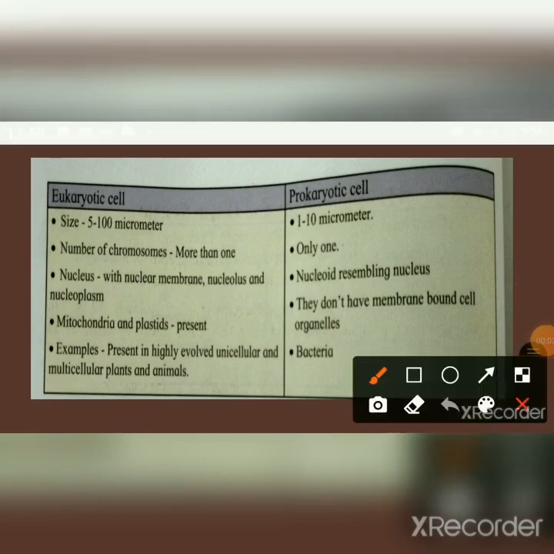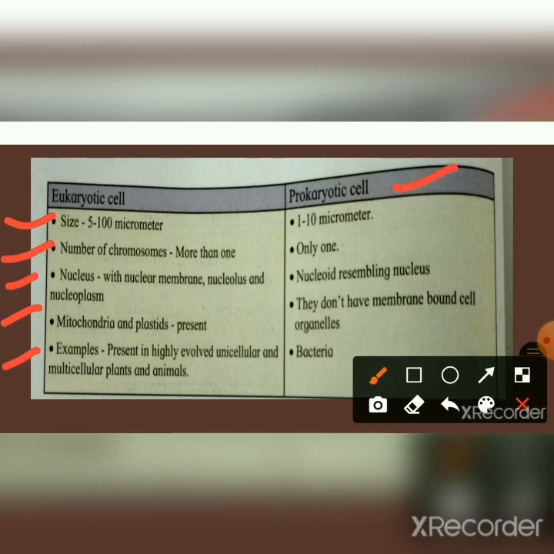Eukaryotic cell: size 5 to 100 micrometers, number of chromosomes more than 1, nucleus with nuclear membrane, nucleolus and nucleoplasm, mitochondria and plastids present. Example: present in highly evolved unicellular and multicellular plants and animals.